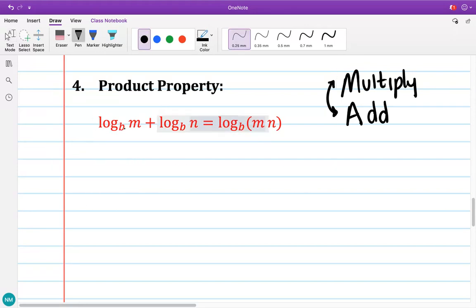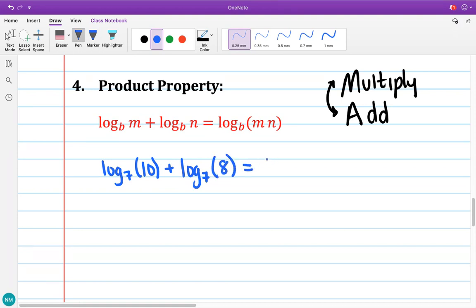So what this means, as long as it has the same base, if I have the log of any base, so let's do blue again, example. Log base 7 of 10 plus log base 7, same base, of 8, is the same thing as log base 7 of 8 times 10, which is 80. This is your example.